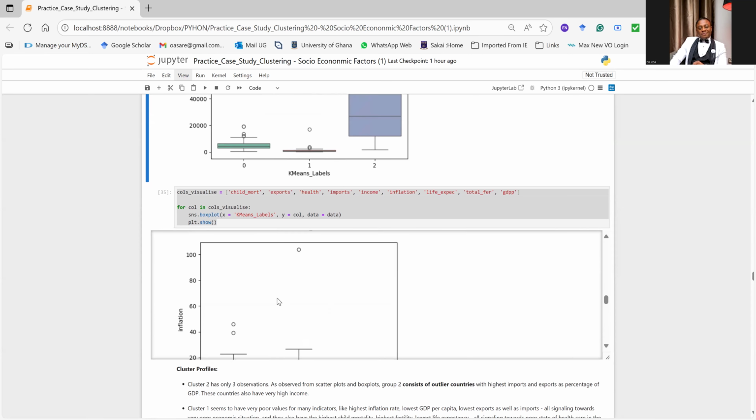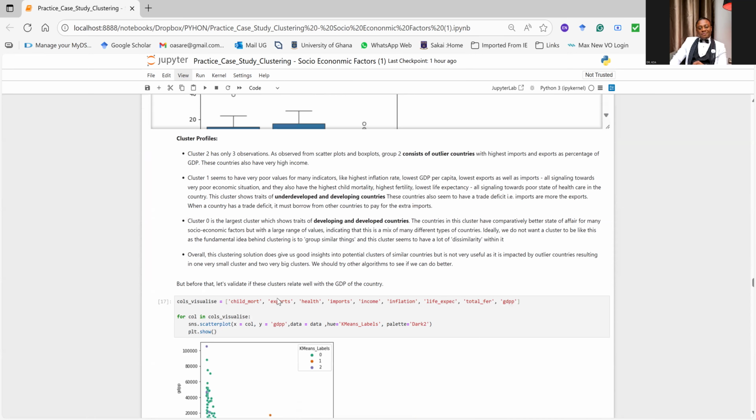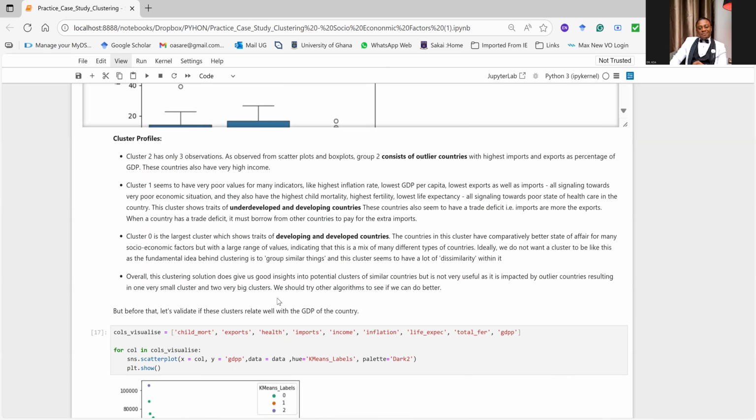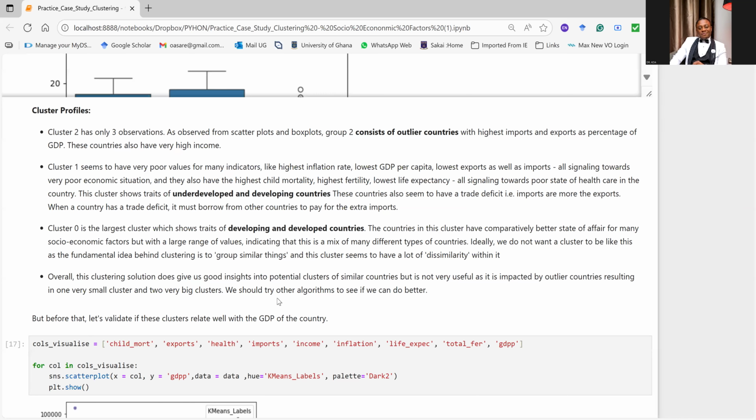So what can we say? These are some of the things that we can conclude in the profiling for each group. We are coming towards the end of the profile. So, cluster 2 has only 3 observations as observed from the scatter plot and the box plot. Group 2 consists of outlier countries, and you can see a bit of that with higher import and export as a percentage of GDP. They are the wealthy countries. We've said that already. Also, when you look at cluster 1, they are the poor ones.